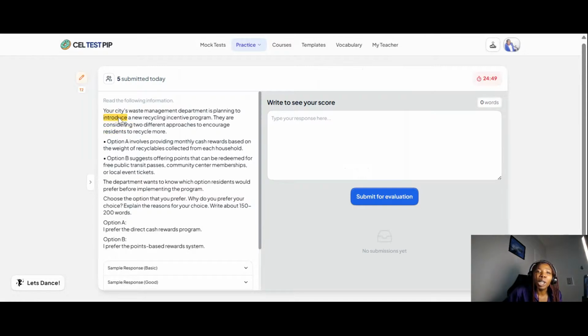Responding to survey question. Your city waste management department is planning to introduce a new recycling incentive program. They are considering 2 different approaches to encourage residents to recycle more. Option A involves providing monthly cash reward based on the weight of recyclables collected from each household. Option B suggests offering points that can be redeemed for free transit passes, community center membership, and local event tickets. The department wants to know which option residents prefer before implementing this program.